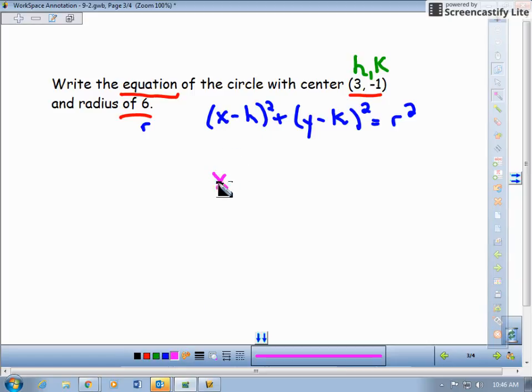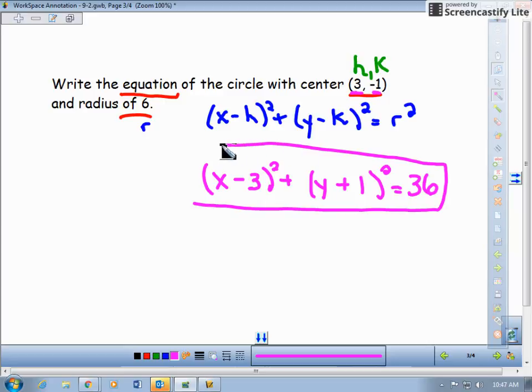The x always stays squared. The y always stays squared. We're going to put things in, obviously, for my h and my k and my r. So this is minus h. Remember, we take the opposite. So that'd be minus 3. The same thing with the y: the opposite of minus 1 is going to be plus 1. And then I'm going to take this 6, which is my radius, and I'm going to square it. So I get 36. Pretty plain and simple, guys. That is your equation in standard form for this circle.